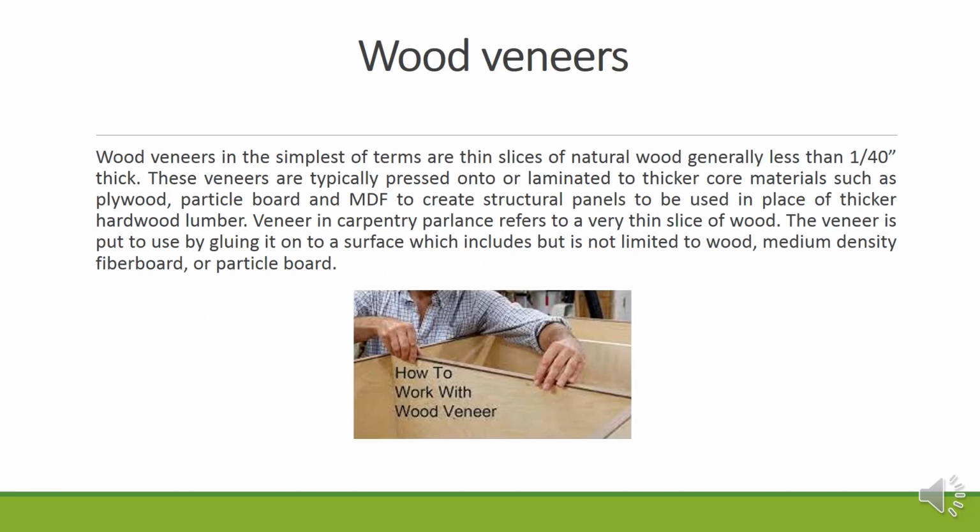Next we will see the wood veneer. Wood veneer, in the simplest terms, is thin slices of natural wood, generally 1/40th of an inch thick. These veneers are typically pressed onto or laminated to a thicker core material such as plywood, particle board and MDF to create a structural panel to be used in place of thicker hardwood lumber. Veneer, in carpentry, refers to a very thin slice of wood. The veneer is put to use by gluing it onto a surface, including but not limited to wood, medium density fiber board or particle board.